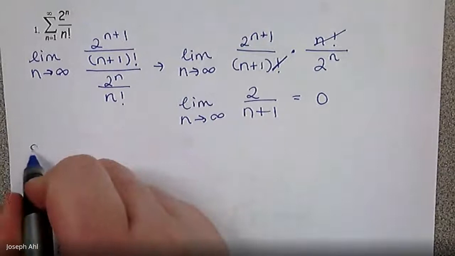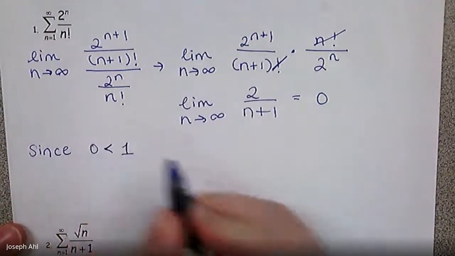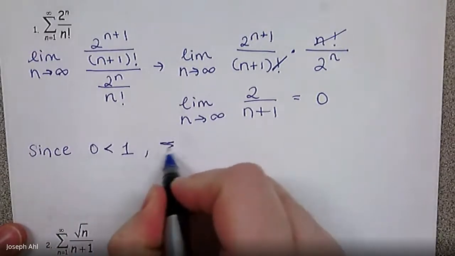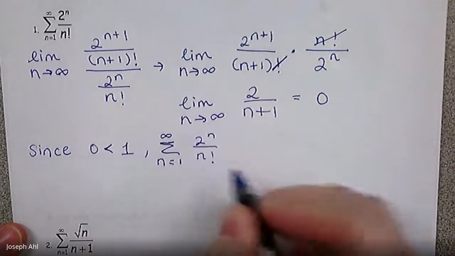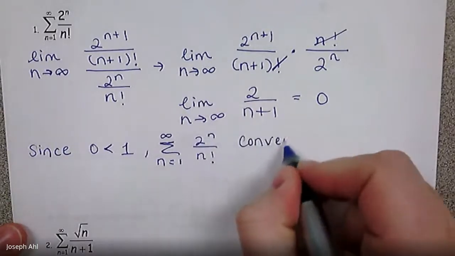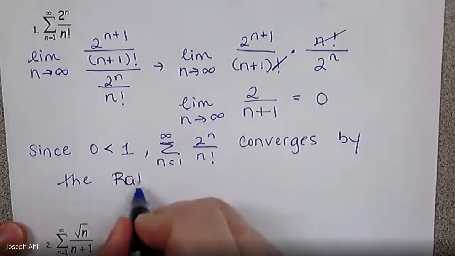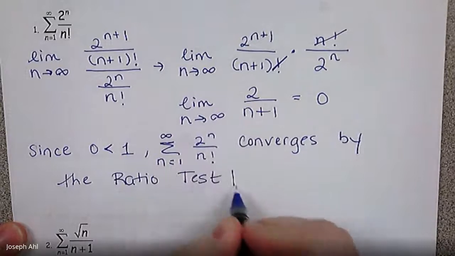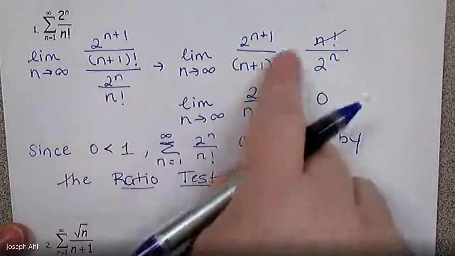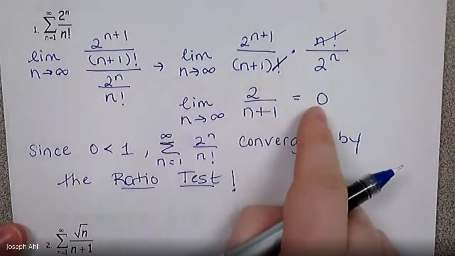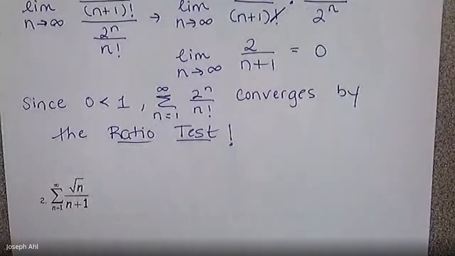And since we have a limit, and it's not equal to 1, since 0 is less than 1, we know that the series from n equals 1 to infinity of 2 to the n over n factorial converges by the ratio test. Okay, so that's what the ratio test will look like. We're going to do a sub n plus 1 over a sub n, and then hopefully after simplifying and evaluating the limit, we'll have a very clear conclusion, as long as we don't get a 1 there.